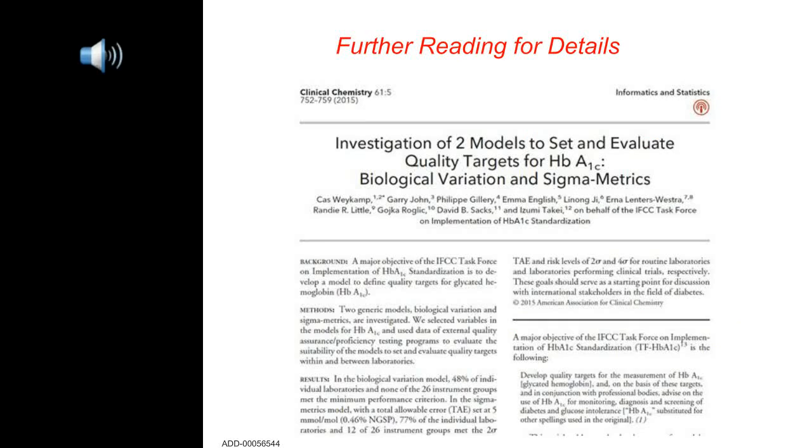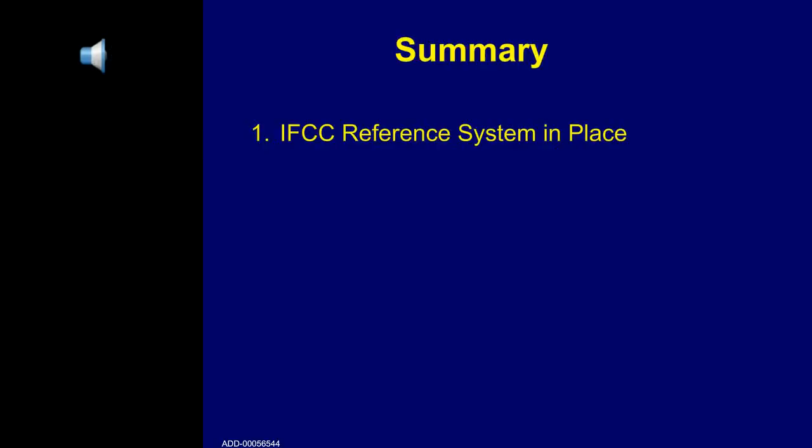When you want to read more about this model, please go to the Clinical Chemistry of May last year.